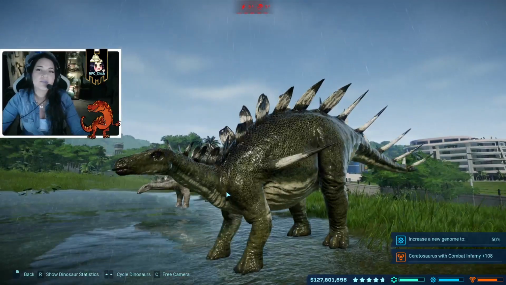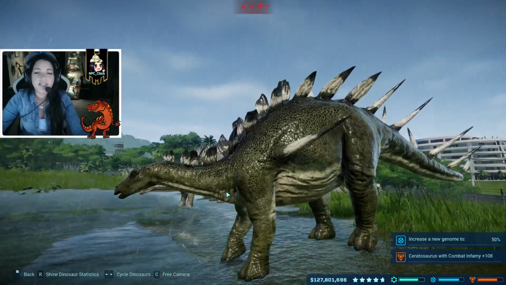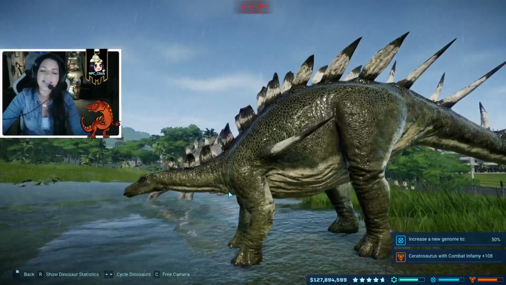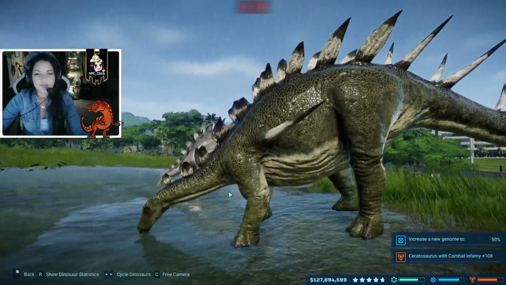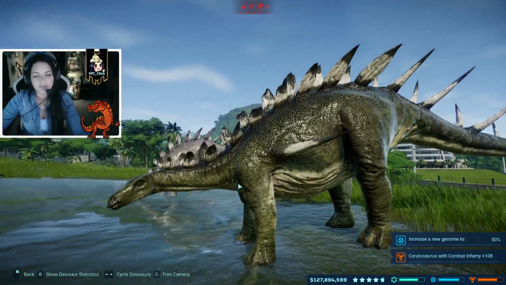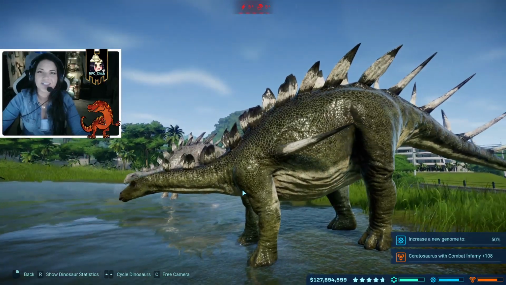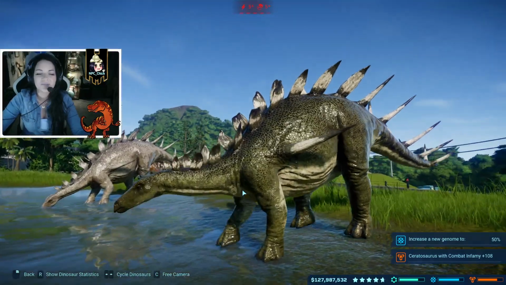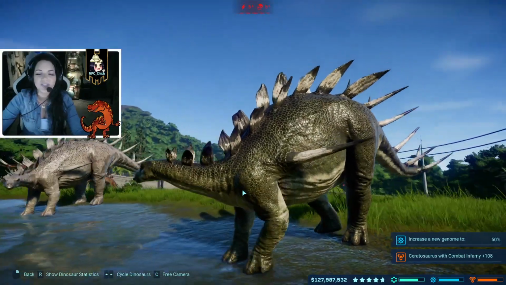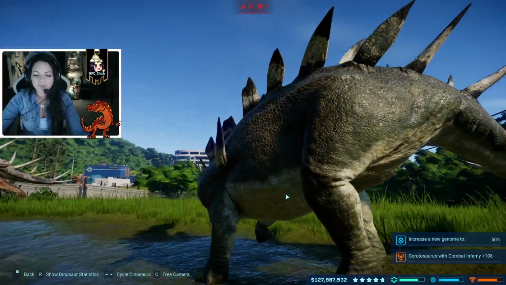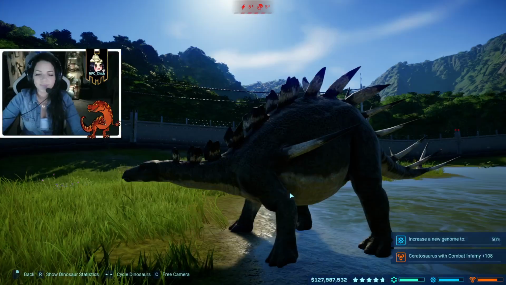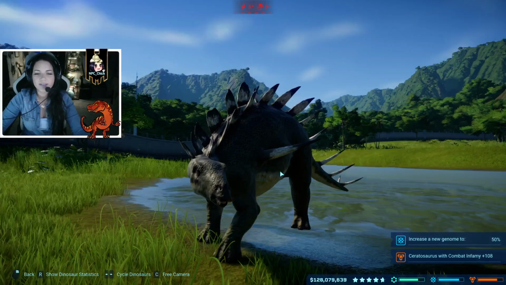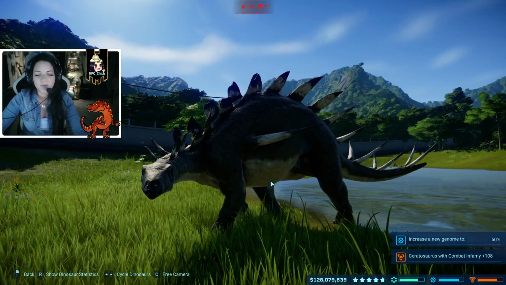Now, the Kentrosaurus skeleton was found in Tanzania, Africa, around 1909. But the Kentrosaurus lived around the late Jurassic period, which was 153 to 152 million years ago. We'll just look around at the Kentrosaurus a little bit more.